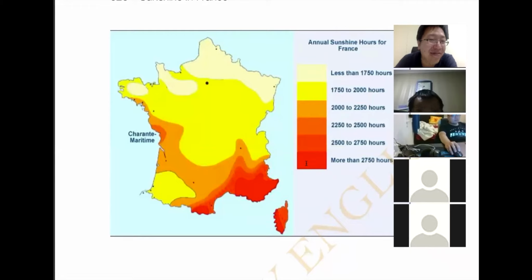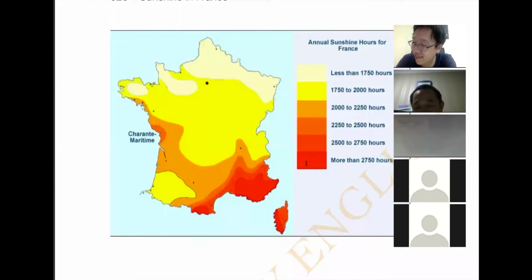1,750 to 2,000 hours. And on the northern part of France, most of it is covered with 2,000 to 2,250 hours, and other parts are around 2,500 to 2,750 hours. So we can know that it is above 2,000 in the southern part, and most areas of France are around 1,750 hours.